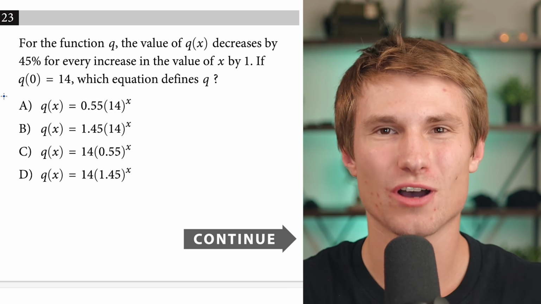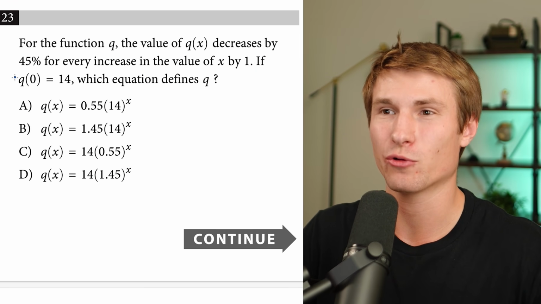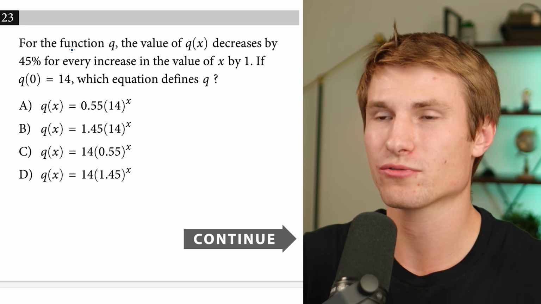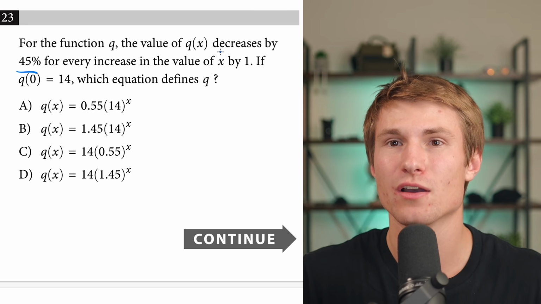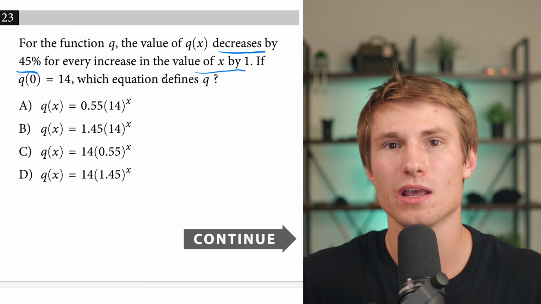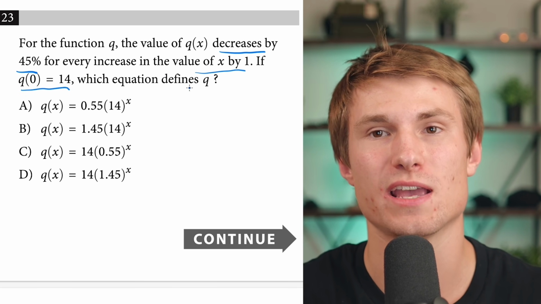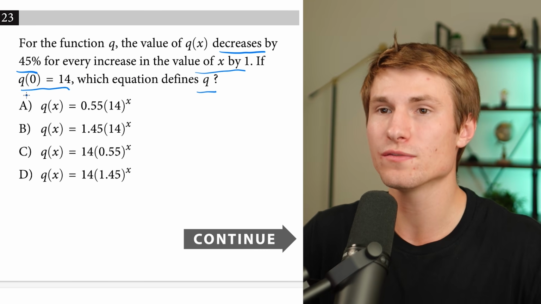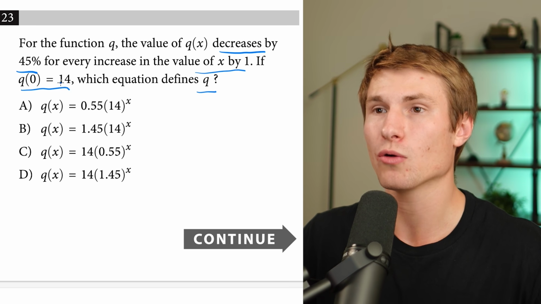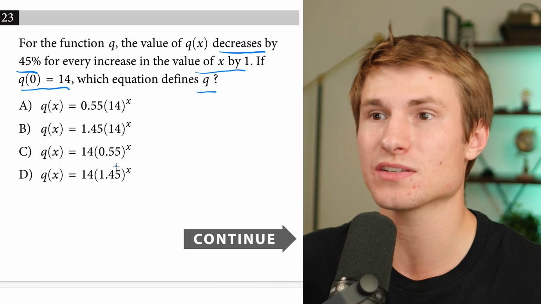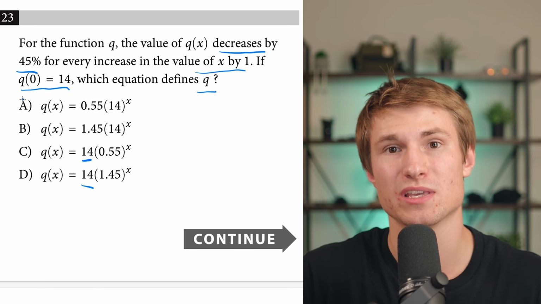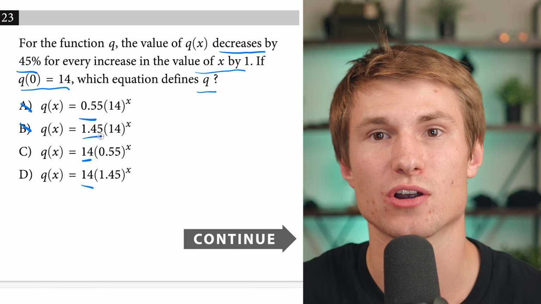Here's how to quickly solve this SAT math question by understanding the equation for exponential growth. Question 23 states that for the function q, the value of q of x decreases by 45% for every increase in the value of x by 1. If q of 0 is equal to 14, which equation defines q? Well, q of 0 being 14 means that our y-intercept, where x is 0, is going to be 14, which means our initial value is 14.